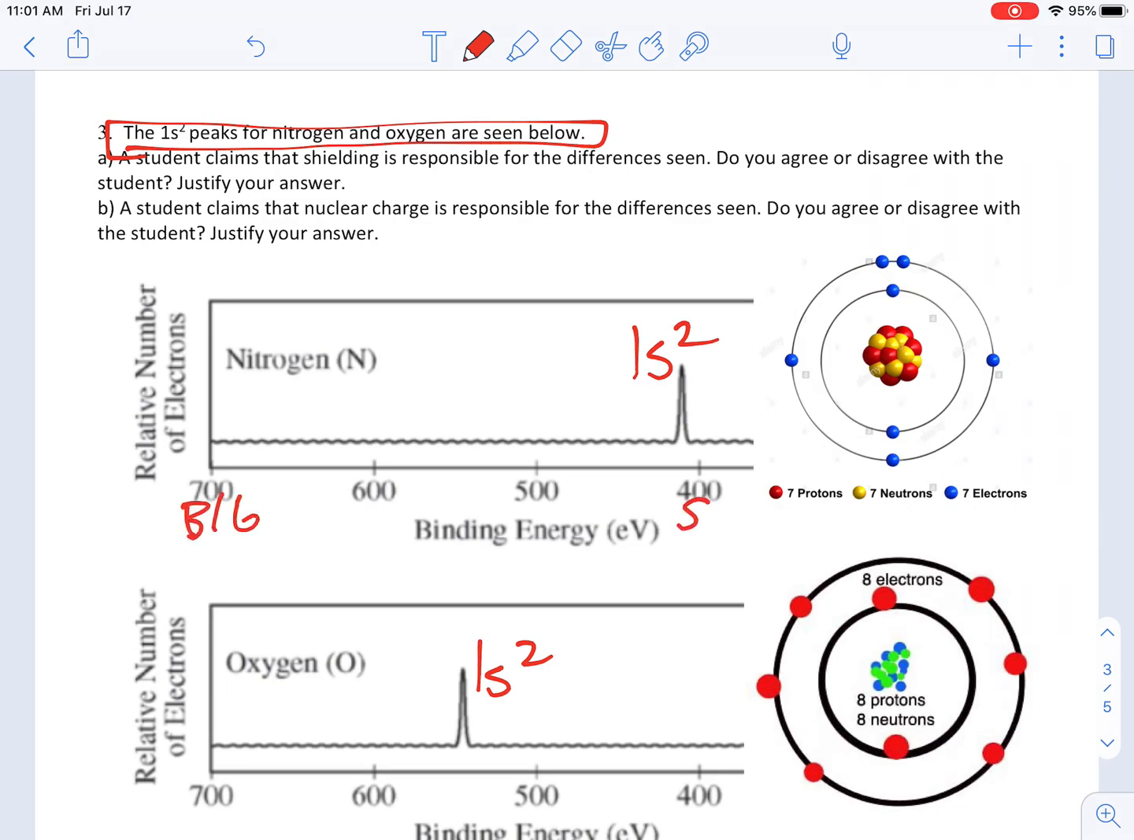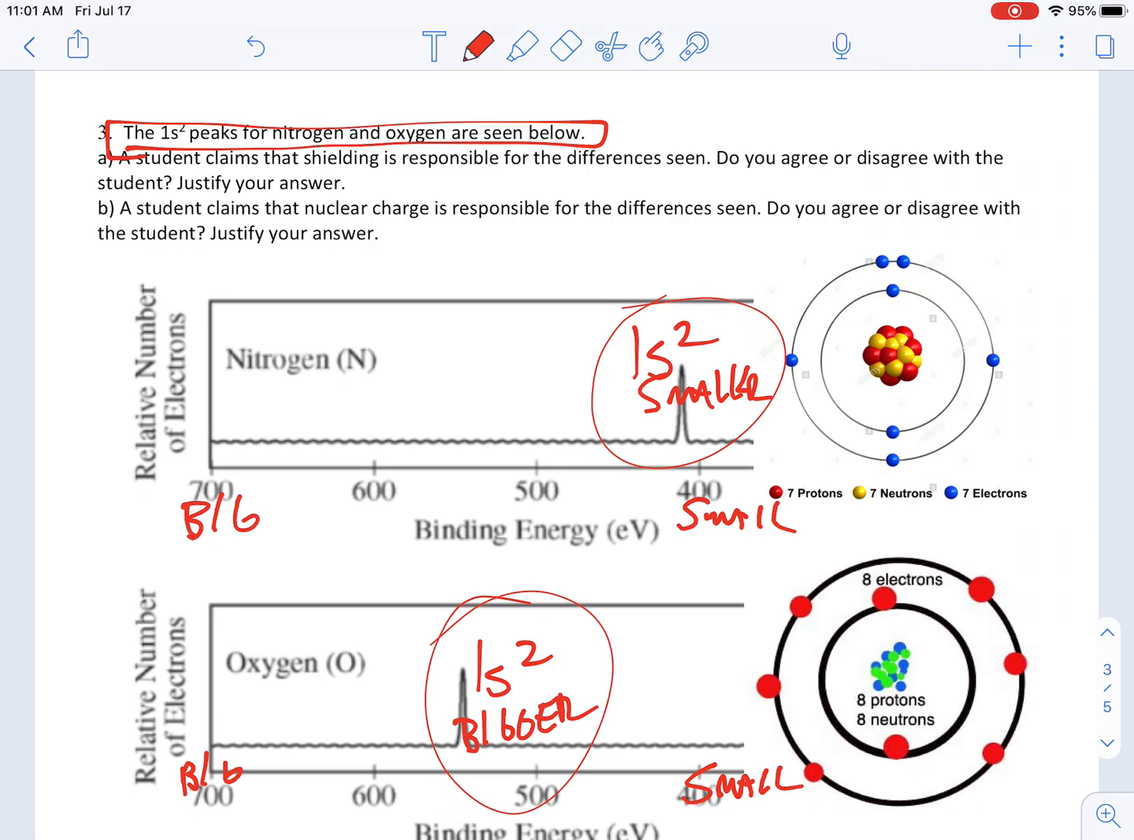So let's find big and small. This guy is big and this guy is small, and this guy is big and this guy is small. What it tells you is that oxygen is a bigger number than nitrogen, which is a smaller number. So they are trying to get you to understand that it is harder to remove the electrons from oxygen than from nitrogen. And then they want to know why.